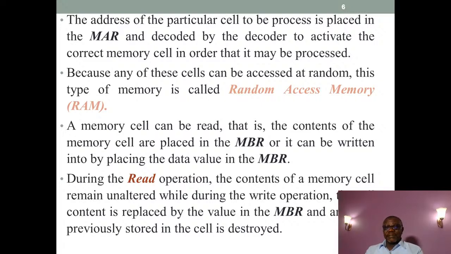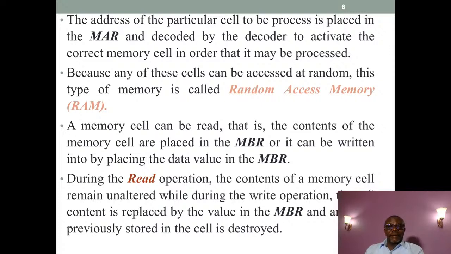This particular sentence, before we finish this lecture, we will perform it practically, so that you see what happens, how each address is used in locating a particular memory to access. Because any of these cells can be accessed at random, the type of memory that can do that is called the random access memory, RAM, which we have treated in our module 14. We may not go into describing what it is.